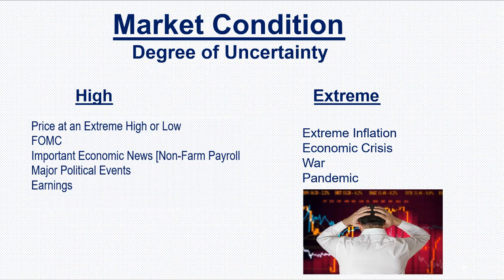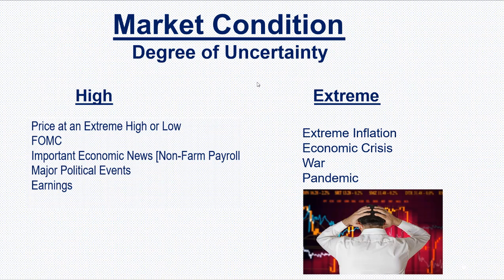So next you want to quantify the market condition, the degree of uncertainty. Now there's always going to be some uncertainty with the markets, but you want to try to quantify it. So, is it high? Are we at extreme highs or lows in the market? So high uncertainty could be coming from the FOMC meeting or some important economic news, non-farm payroll. Or are the market conditions very extreme, inflation, extreme, some kind of market crisis, war, pandemic.